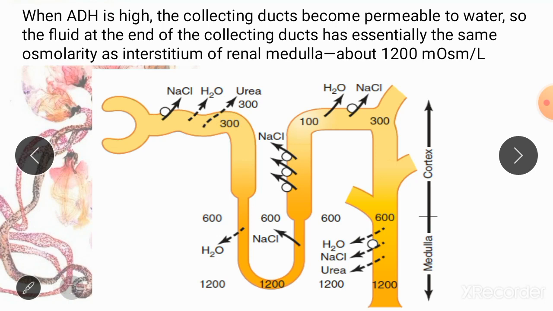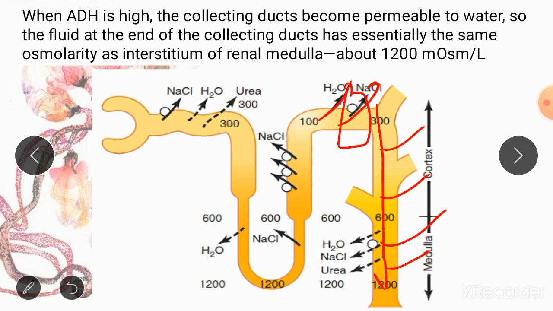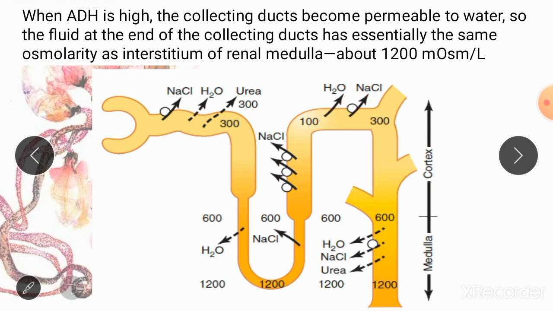Here you can see how in the presence of ADH, water is being reabsorbed from the late distal convoluted tubule, from the collecting tubules and the collecting ducts, and as you go down the length of the nephron, the urine becomes concentrated because of the reabsorption of water until the osmolarity becomes 1200 milliosmoles, and now the urine which is going to be produced is going to be small in volume but having very high osmolarity.